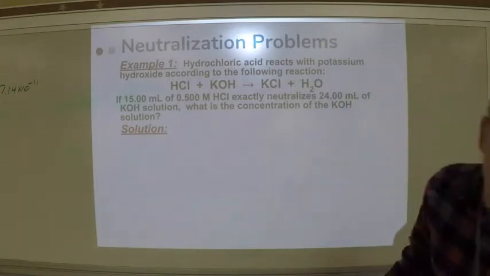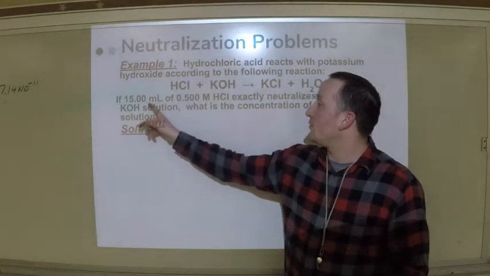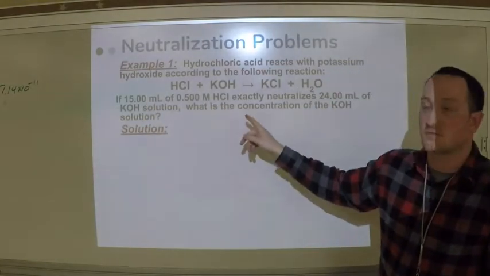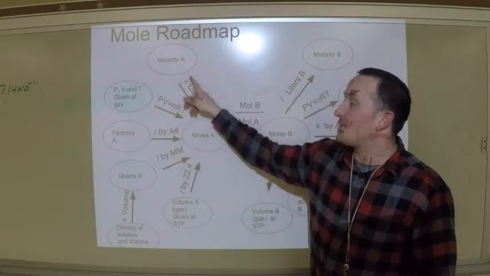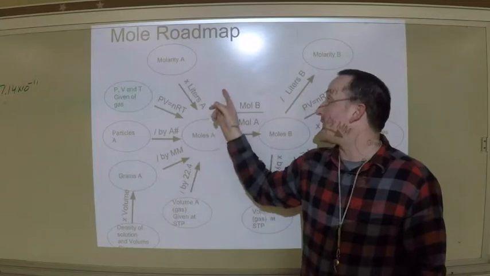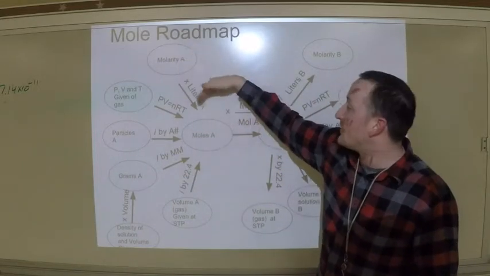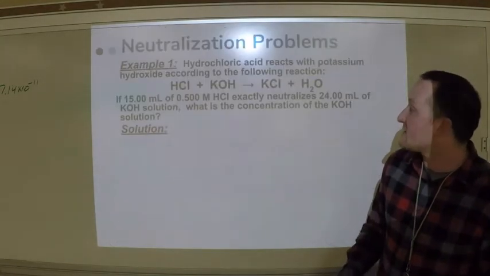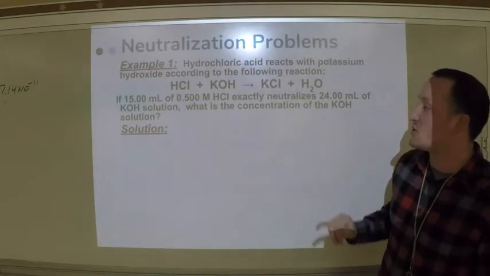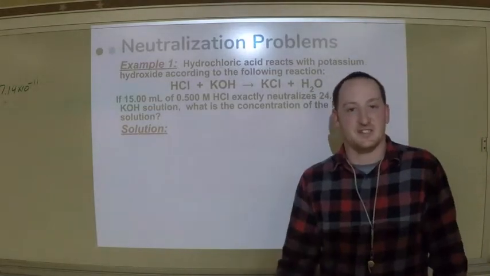So let's look at our mole map. We are given molarity and we are given milliliters of HCl. So if I look at my mole map, I'm given molarity of something, and I'm given liters, or I guess I'm given milliliters, but I can convert that to liters. So technically, if I have molarity of something and I'm given a volume of it, I can convert to moles. Okay? And it asks me, what is the concentration of KOH solution? Well, when it says what's the concentration, it's asking you for molarity.